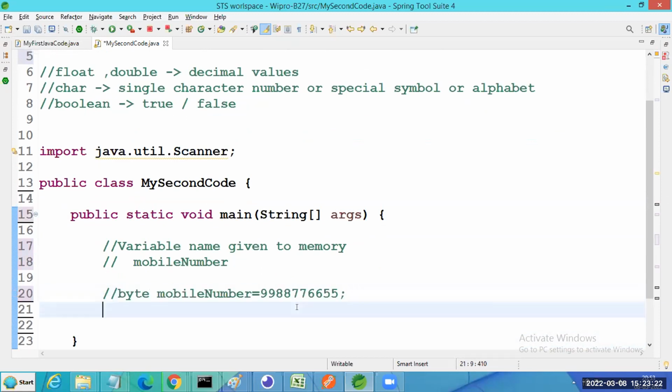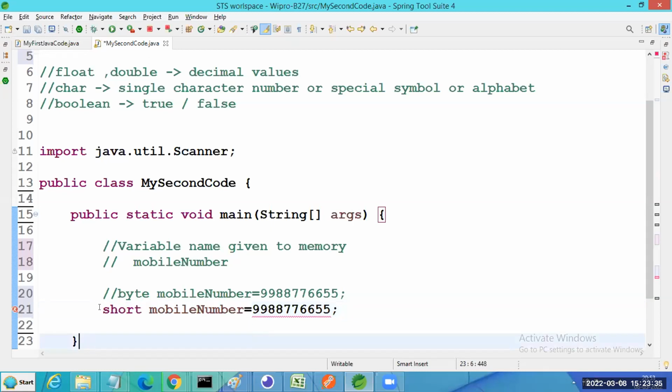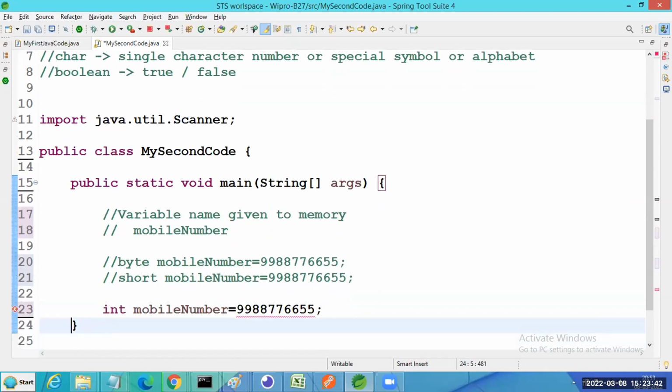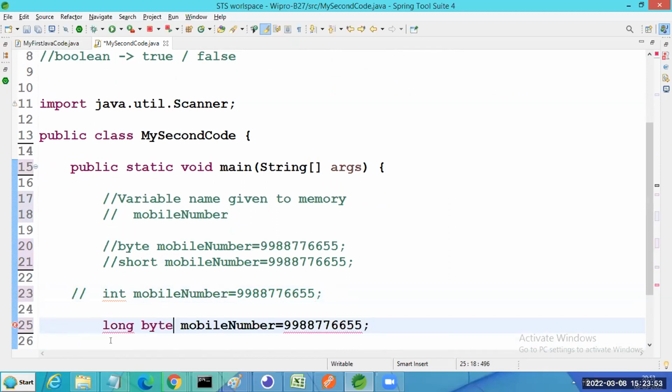Similarly, same mobile number, I will change the type here. I will take short. Is it storing that? No, it gives me an error. The type mismatch, it cannot be stored in short. Let's take int as well with this. Is it storing it in integer? No, sir. And let's say long. Is it storing in long? Not even in long.